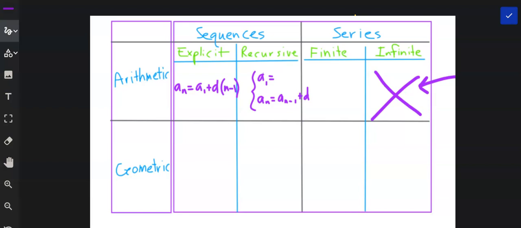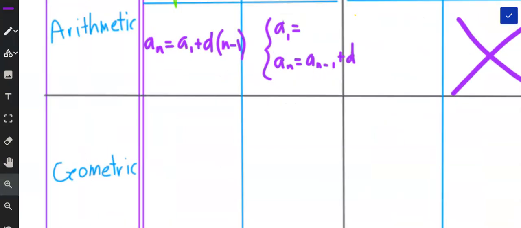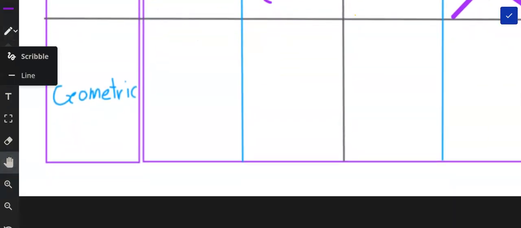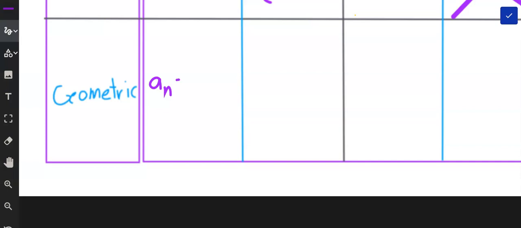Okay, the geometric sequence formula. Probably should zoom in on that. We need these two boxes filled in. For the geometric sequence, we start with a sub n equals a sub 1 times r. We'll explain what r is if we haven't already. The n minus 1 power. So you'll need that formula.